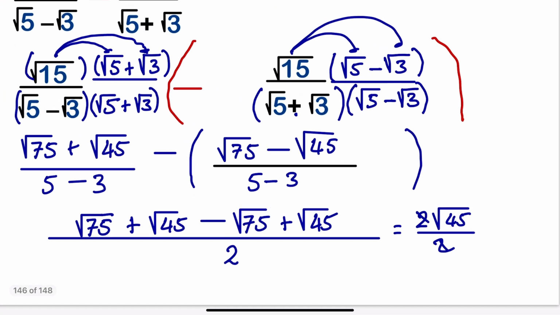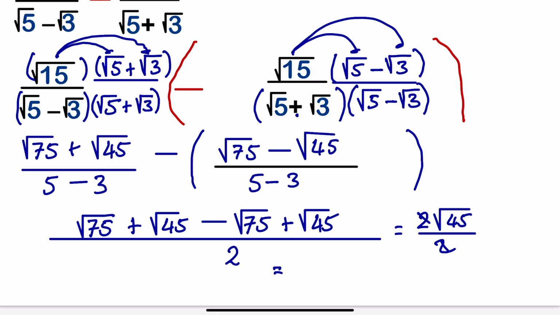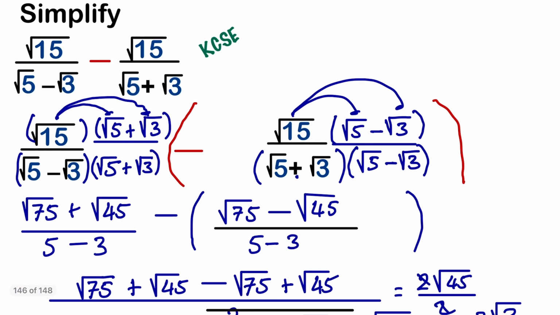So our answer can be further simplified. We know that root 45 is the same as root 9 times root 5, so this is also the same as 3 root 5. So this is our answer for this question, 3 root 5.